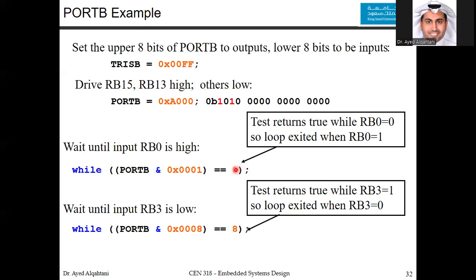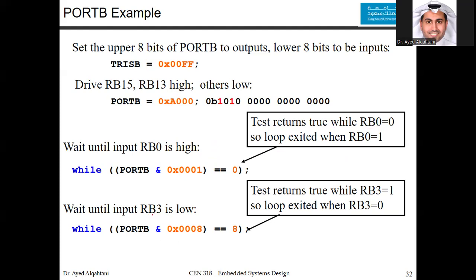So for this one, the test will return true while RB0 is equal to 0. You will exit this loop only when RB0 is equal to 1. Why do we specify RB0? Because we have 1 here in hexadecimal, and we know in binary it will be 1, 0, 0, 0, and this one is for RB0. So if RB0 is equal to 0, you will be stuck inside the while loop. If it is 1, you will get out of this loop.